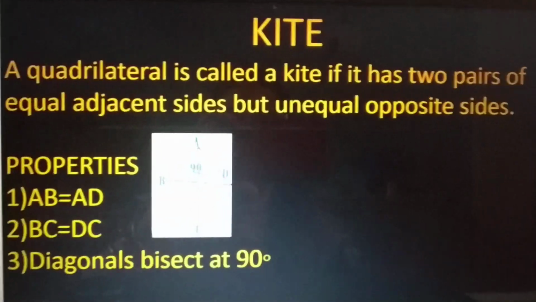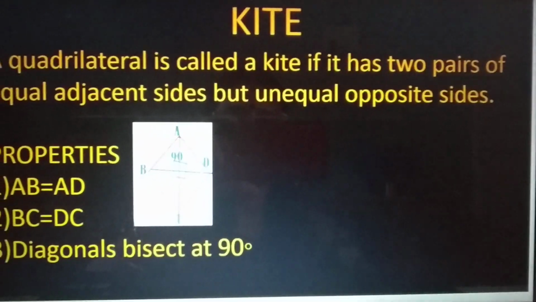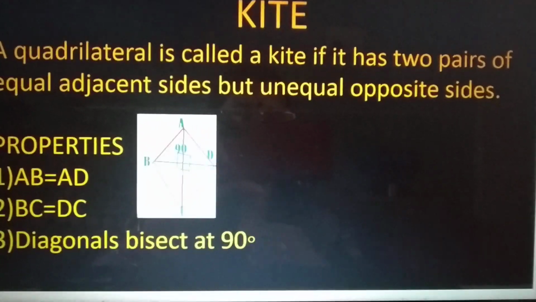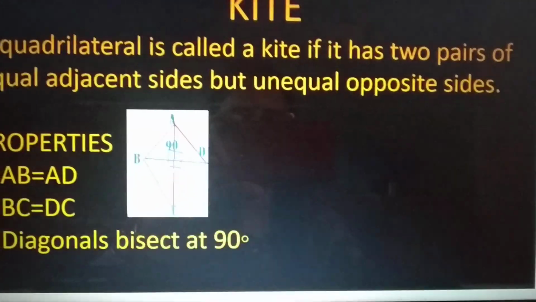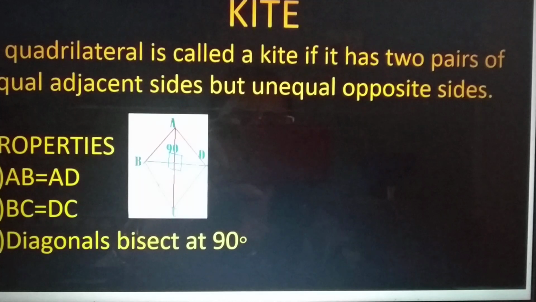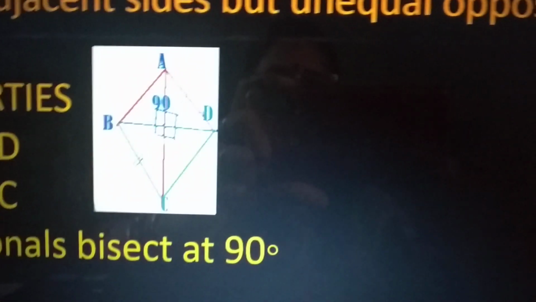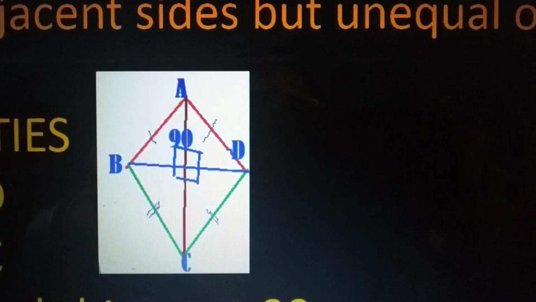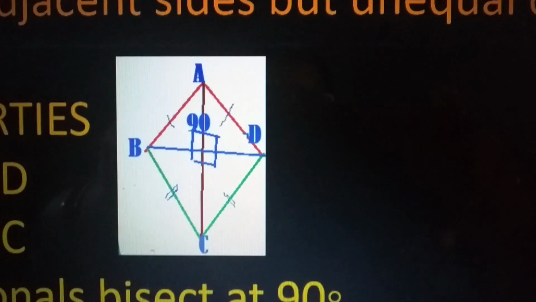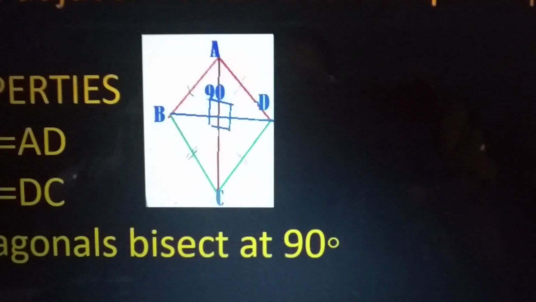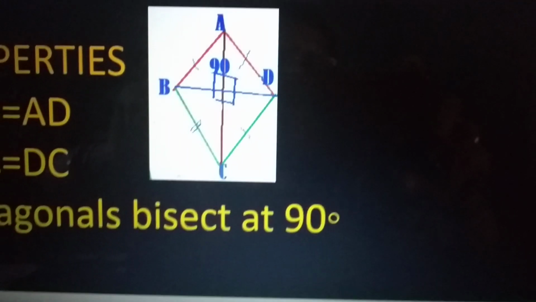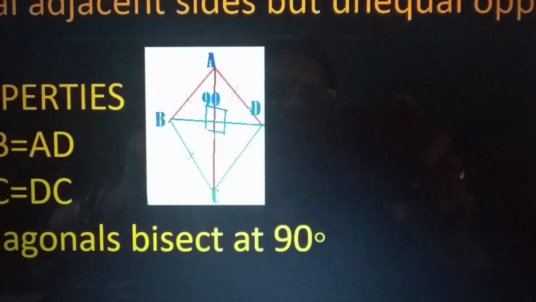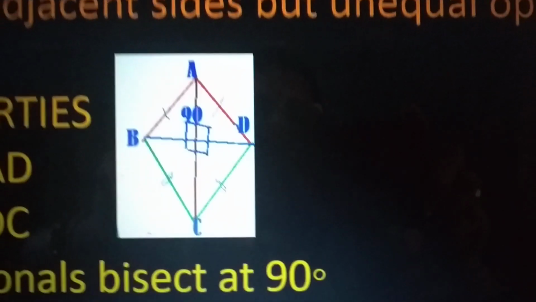Now moving on to kite, a quadrilateral is called a kite if it has two pairs of equal adjacent sides but unequal opposite sides. In other quadrilaterals you would have seen the opposite sides are equal, but here in kite the adjacent sides are equal. I have clearly shown the adjacent sides by red color and green color. Here AB and AD are the adjacent sides, neighbors, and similarly BC and DC are the neighbors, so the adjacent sides are equal. And one more special property, the diagonals bisect at 90 degree.